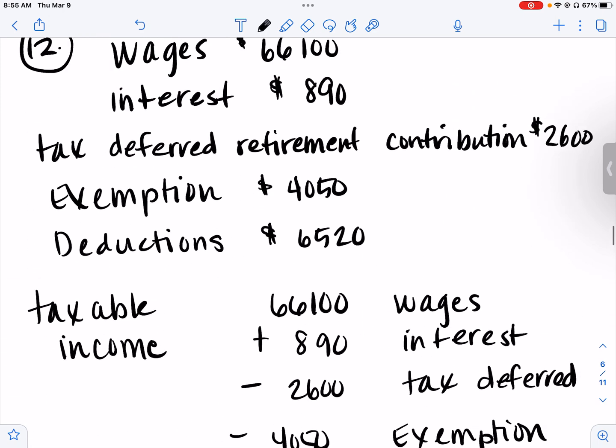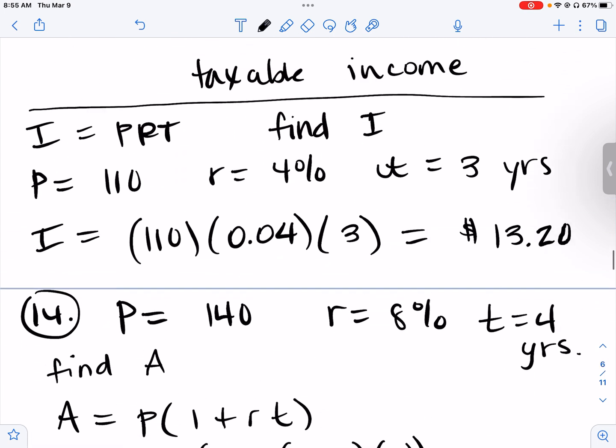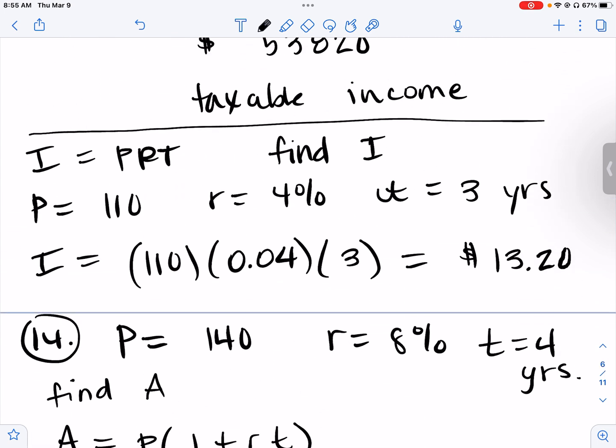Okay, didn't label this. This is number 13. Okay, I equals PRT. Find I. If P is 110, R is 4%, T is 3 years. Okay, so that means just multiply. 4% is 0.04. Multiply, you get 1320 interest.